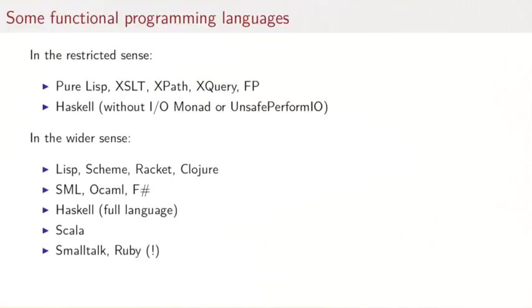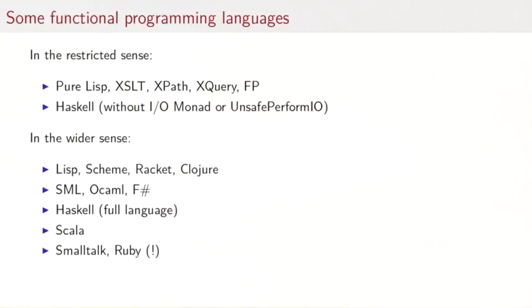In the restricted sense, there are not many. There are some subsets, such as pure Lisp or Haskell without the I/O monad or unsafePerformIO. There's an experimental language FP, that was the one that Backus proposed, and there are some domain-specific languages, mostly in the XML domain. Examples are XSLT, XPath, or XQuery.